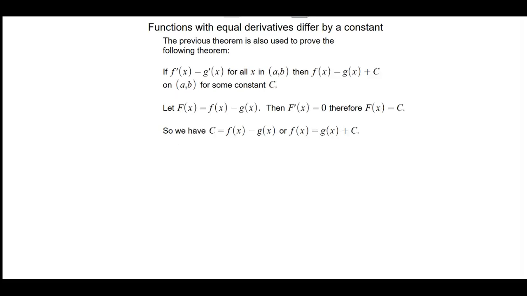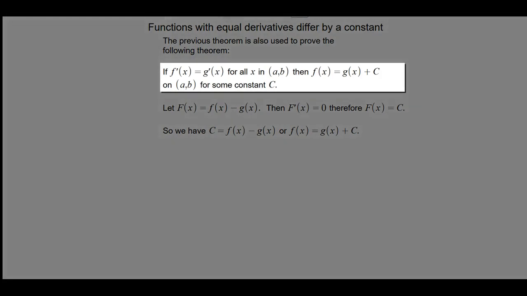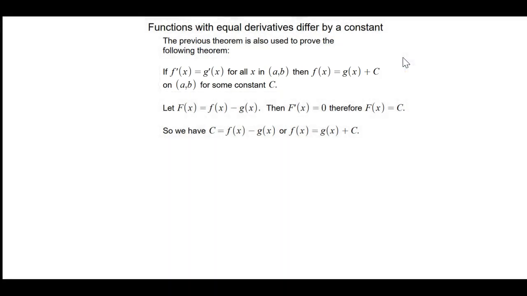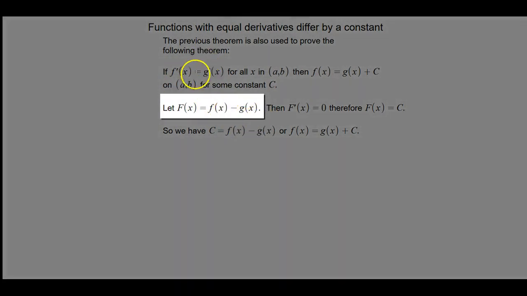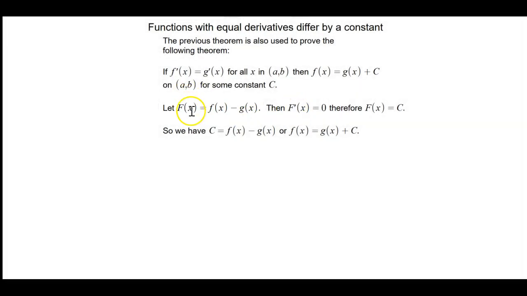Another similar theorem: functions with equal derivatives differ by just a constant. And that we're going to see a lot in the second half of the class. So again, we just set up the function that is the difference between the two functions that have equivalent derivatives. And that means that the derivative of this function is 0. Therefore, it's a constant function, so f of x and g of x have to just differ by that constant.